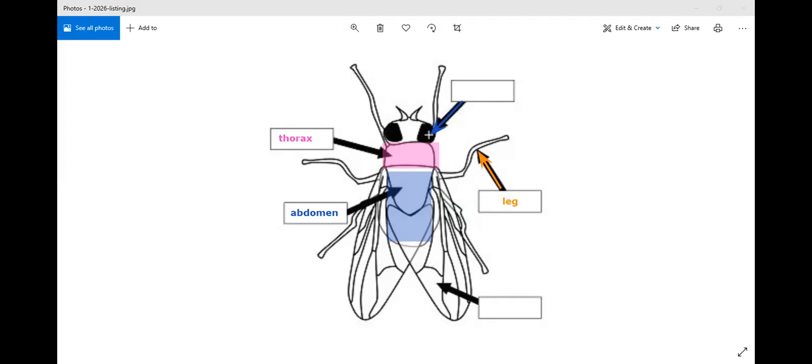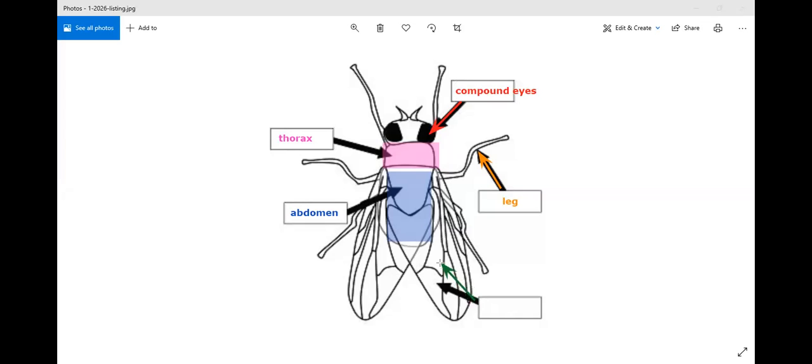Okay. Which kind of eyes do insects have? Big eyes. What do we call them? I'm talking with all of you now. You can unmute yourselves. Which kind of eyes do insects have? They have compound eyes. Bravo. Compound eyes.